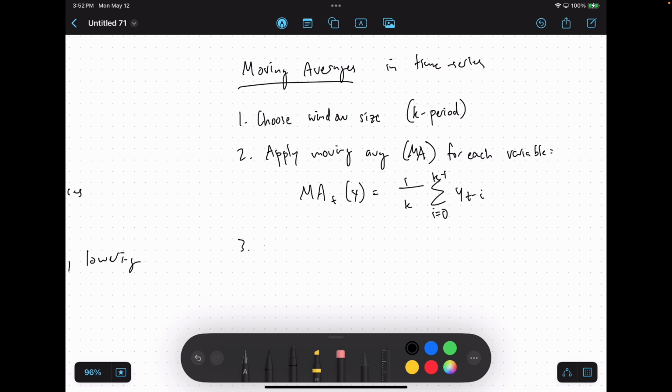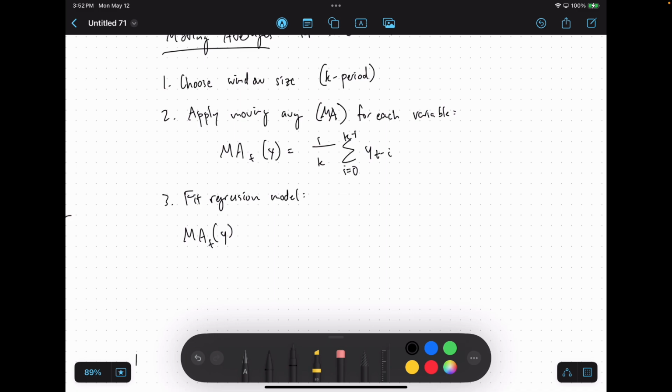And then we can fit a regression model. So MA Y_t is equal to beta 0 plus beta 1 MA_t X1 plus beta 2 MA_t X2 plus dot dot dot, beta N MA_t Xn plus epsilon t.